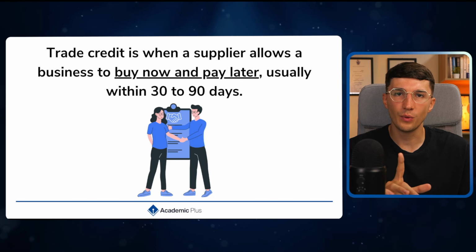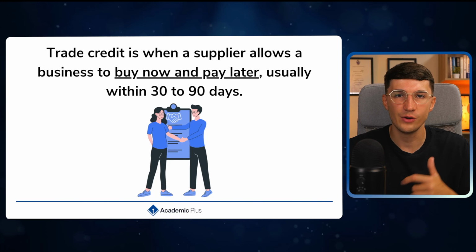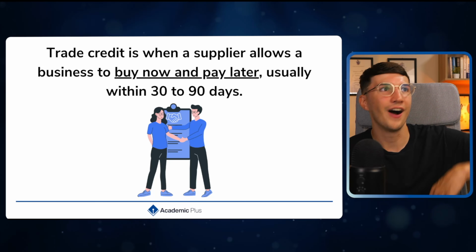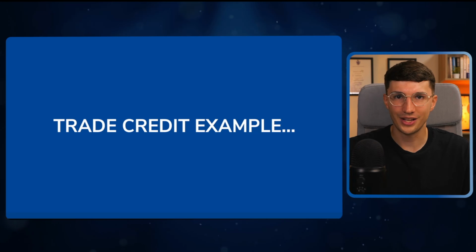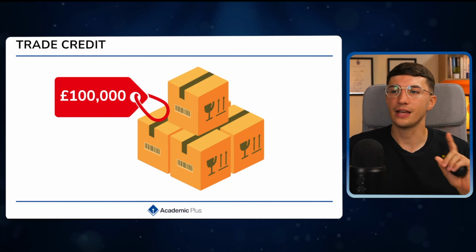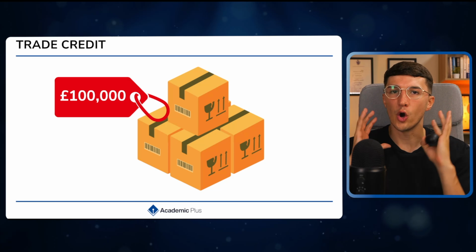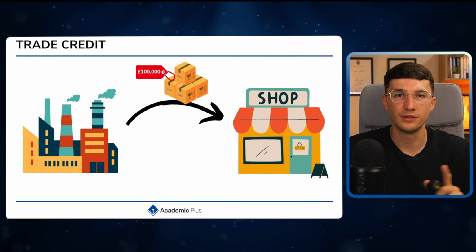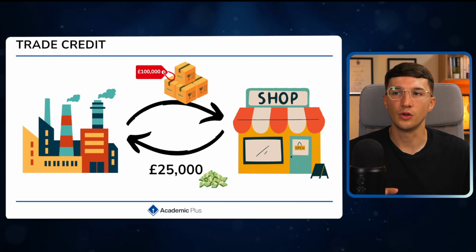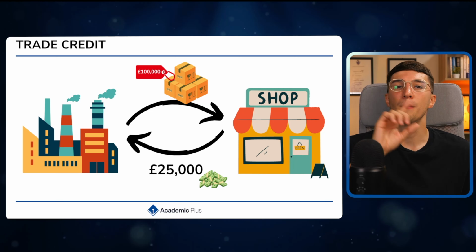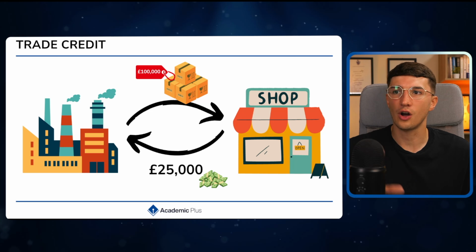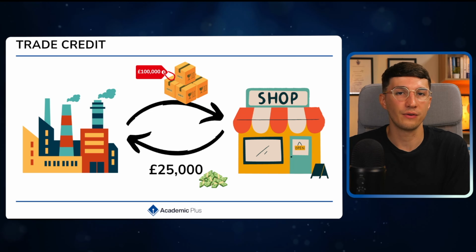And the reason why we want to do that is because I take those raw materials, I use them to make my product, I sell my product, and that helps me get the cash. Now, just a quick example of how this would work. Let's say I go to my supplier and I say I need £100,000 worth of raw materials. So they ship it over to me and I say to them, I'll pay you £25,000 cash today, but give me around 30 to 90 days and I'll give you the rest of that £75,000.